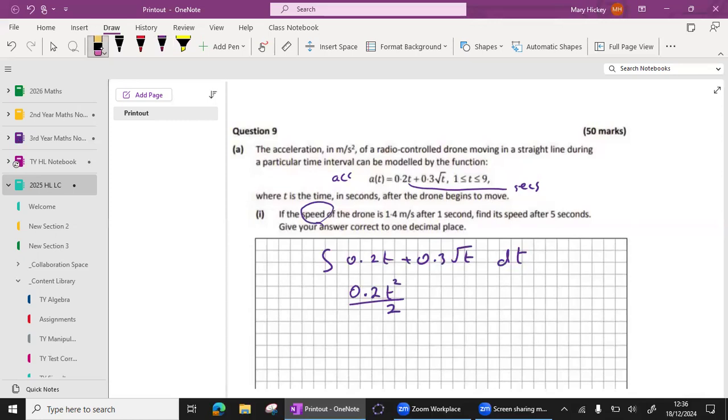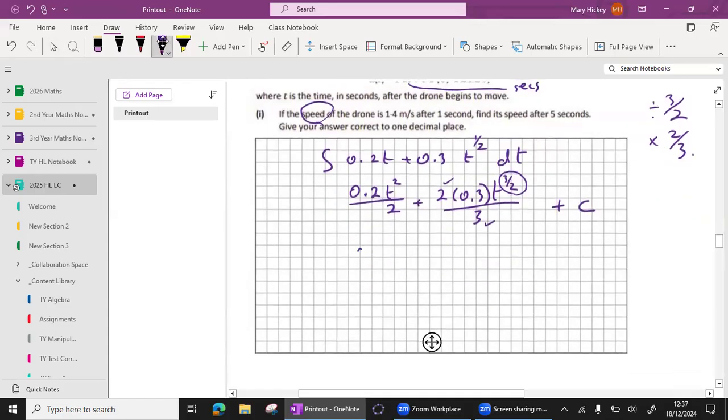Maybe before we begin, it might be a good idea to just write that as power of a half. So what happens is I'm going to end up with 2, 0.3 t to the 3 over 2 all over 3. Now, the reason I get that is because I'm dividing underneath by 3 over 2. And if you remember from class, dividing by 3 over 2 is the same thing as multiplying by 2 over 3. That's why the 2 has ended up there and the 3 has ended up down here. And of course, we increase the power by 1.